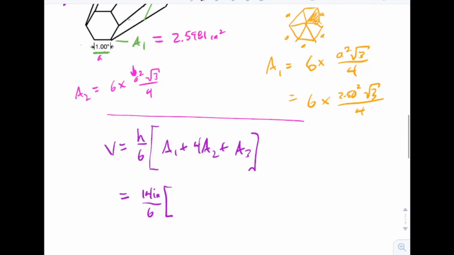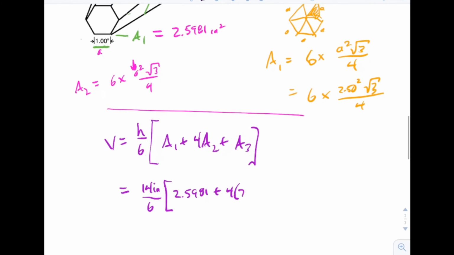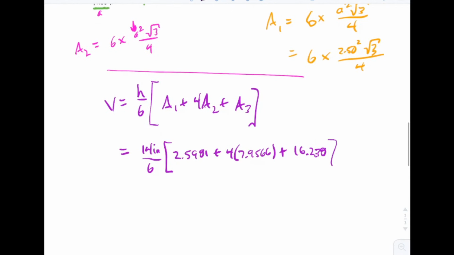My A1 was 2.5981, 4 times my A middle, if you will, 7.9566, plus my A3, which was what now, 16.238. That is what I wrote, right? Yep, good. That's a 3. So you end up with 118.21, and I'm multiplying inches times inches squared, I'm getting inches cubed. There's our volume, 118.21 cubic inches.